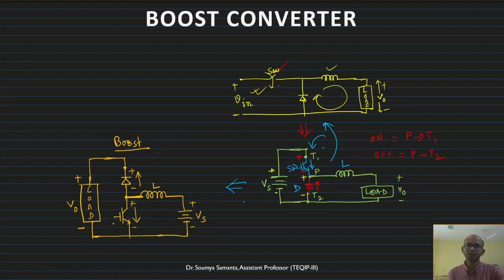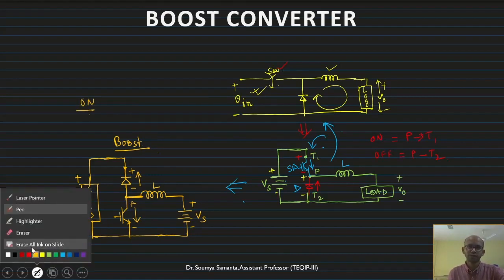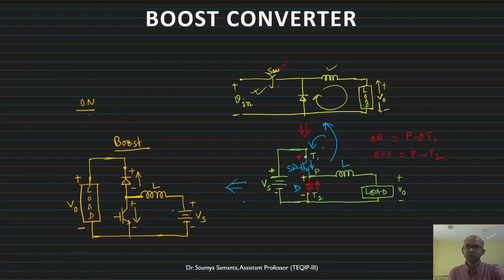Whenever the switch is turned on, then what happens? The current flows through this. Now whenever it is turned on, basically this will be plus, this will be minus. So obviously this will be in reverse bias. So it will not conduct and the current will flow through this one whenever the switch is on.